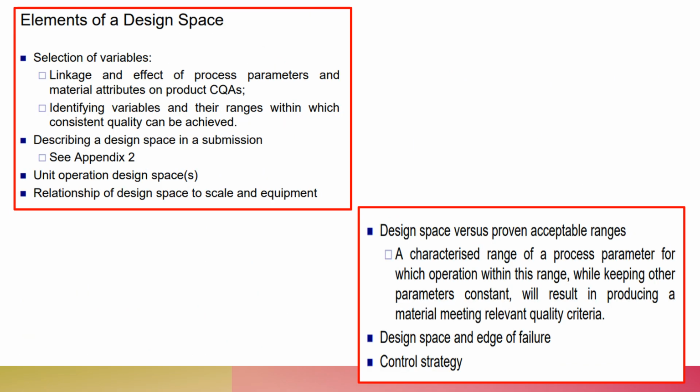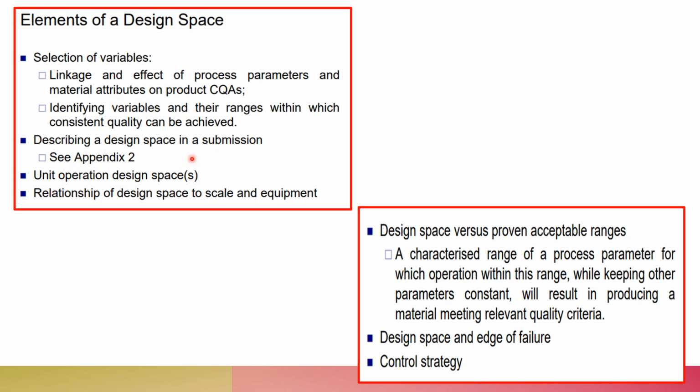So friends, what are the elements of the design space? First, selection of variables: the linkage and effect of process parameters and material attributes on the product CQA, identifying variables and their ranges with which constant quality can be achieved. As I already told, we select the variables and then rank them, and based on the ranking we design our experiment. We define our factors, define our response, select a DOE design, build a model, and analyze the data. Based on the analysis we set our goals, our requirement, and we get a design space. Then that design space we will define in the submission.